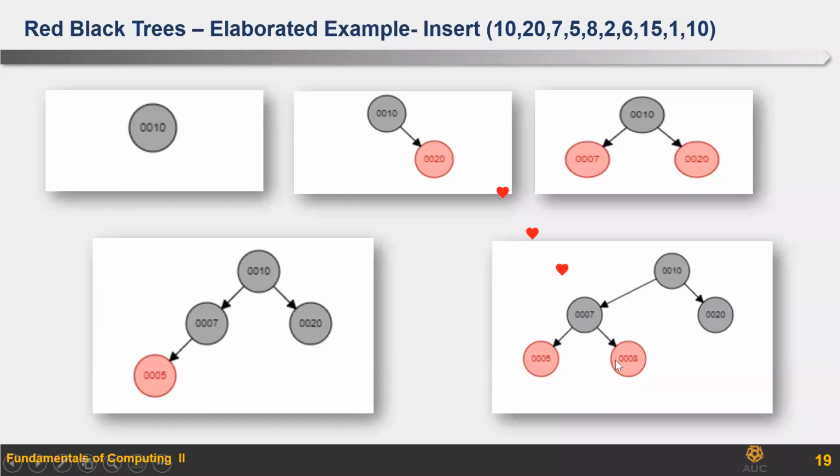I will insert 8. Doctor, shouldn't the 5 and the 7 be red? I'm sorry, right. I didn't concentrate. So I inserted 5 as red. The 5 and the 7, this is a red conflict. Is the uncle red or black? No, it is red. Then I have to recolor.